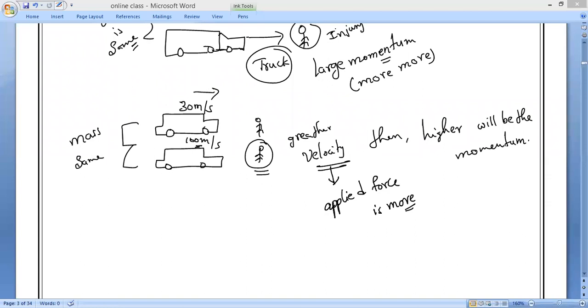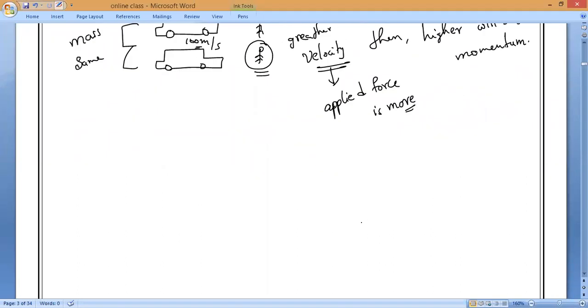So whenever I exert more force, automatically the velocity rises. When the velocity rises, the momentum also increases. Yes or no, guys? With that same statement we are going to start today. So Newton's second law of motion says that when the force acting on a body changes, then what changes?